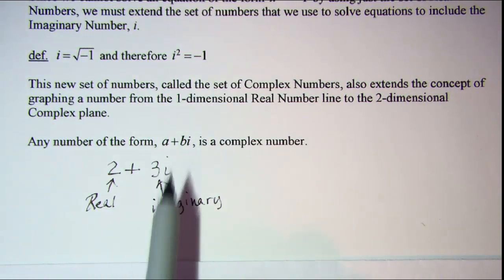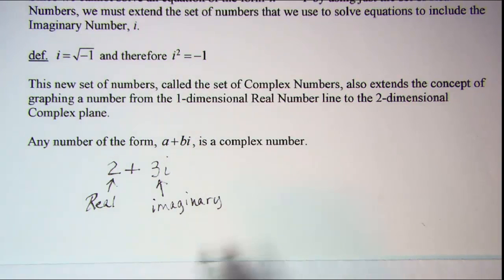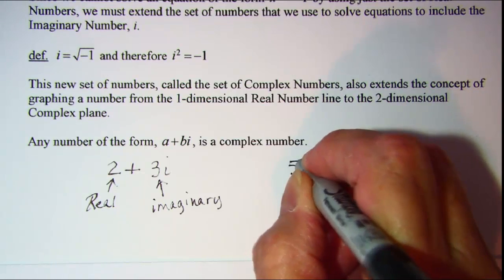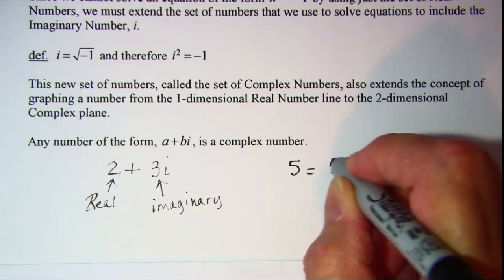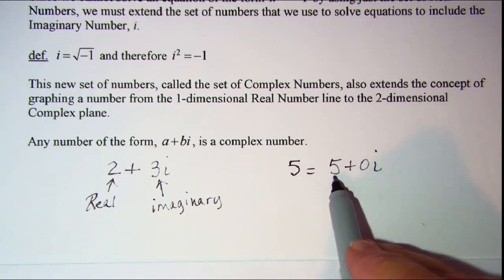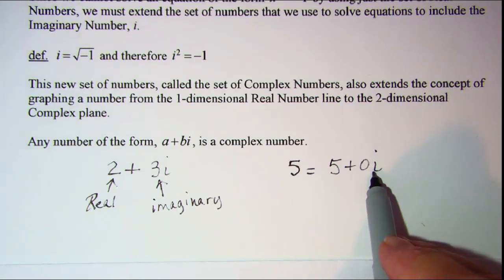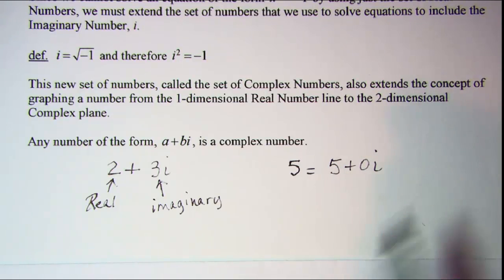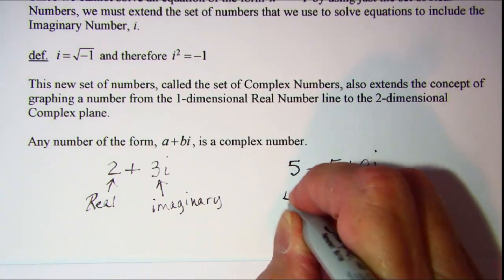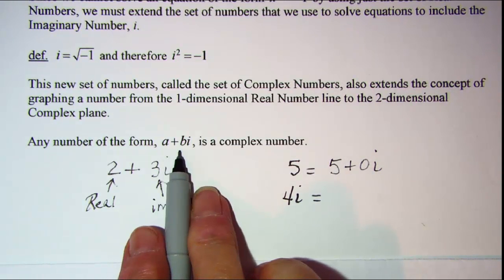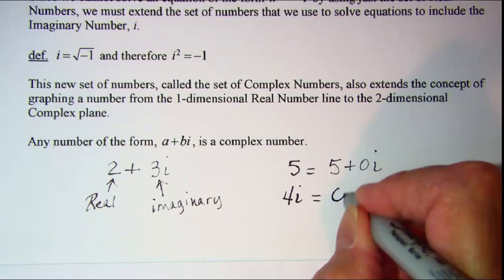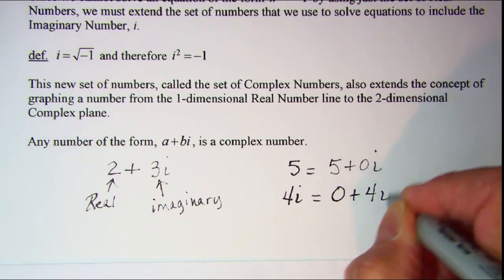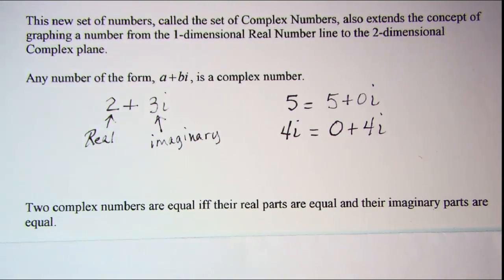We can write all of our real numbers in this form. For example, the number 5 can be written as 5 plus 0i. So the 5 is your real part, and the 0i is the imaginary part. But a is 5 and b is 0. If we look at the pure imaginary number 4i, that can also be written in this form, but this time the real part is 0, and the imaginary part is 4i. Two complex numbers are equal if and only if their real parts are equal and their imaginary parts are equal.